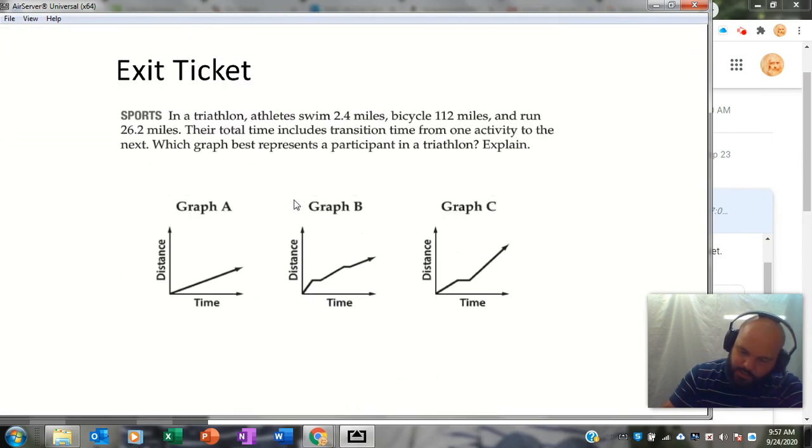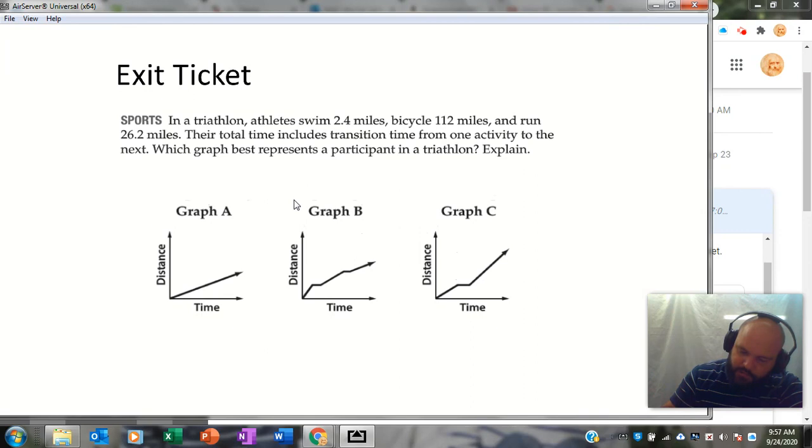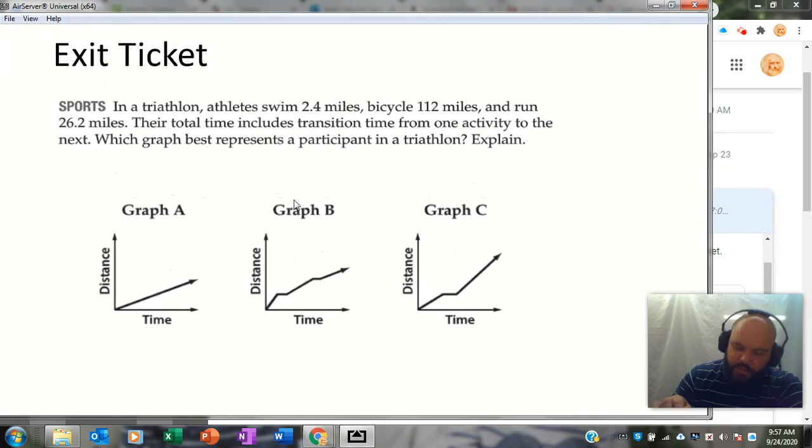Okay, so this is going to be the last question we're going to try. Then we'll do an essential question, and then we'll be all done. So this one says, in a triathlon, athletes swim 2.4 miles, bicycle 112 miles, and run 26.2 miles. Their total time includes transition time from one activity to the next. Which graph best represents a participant in a triathlon?